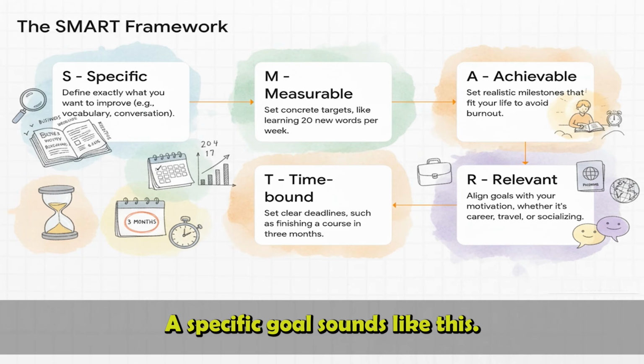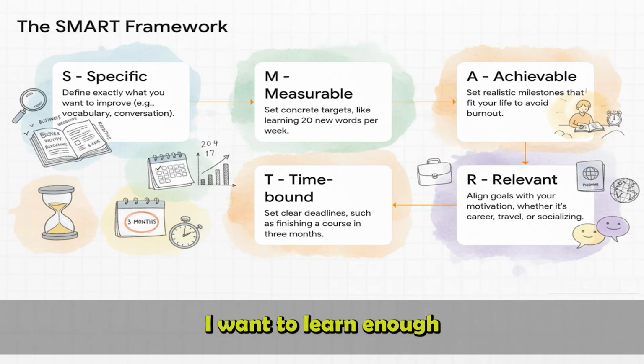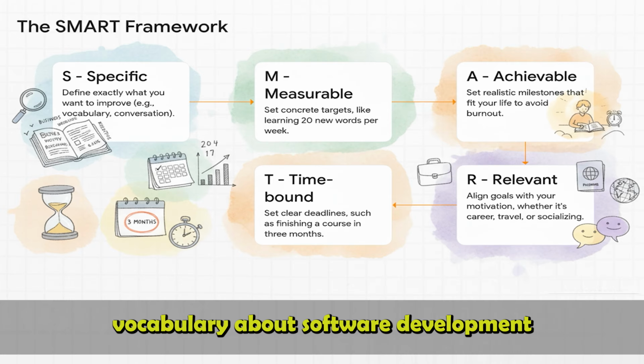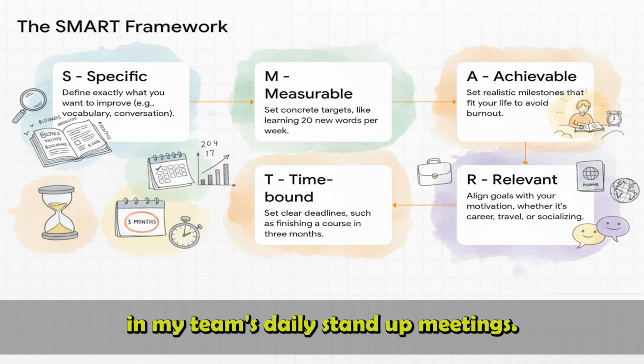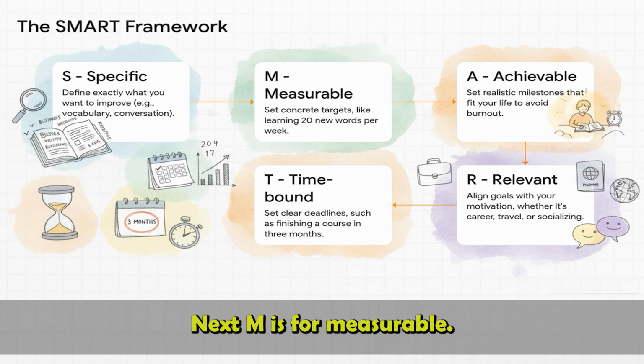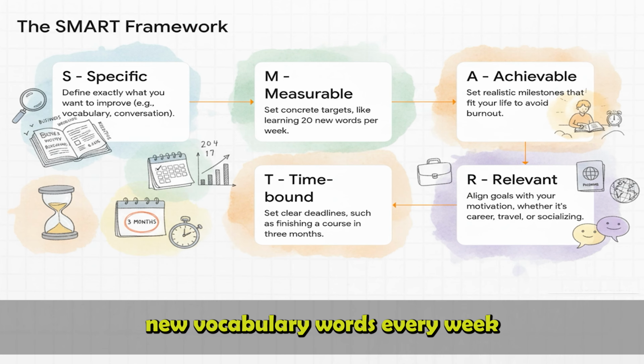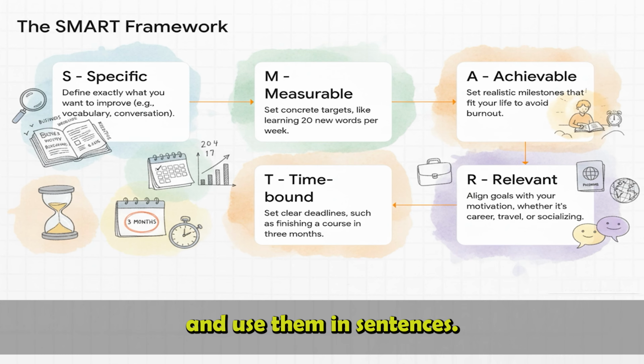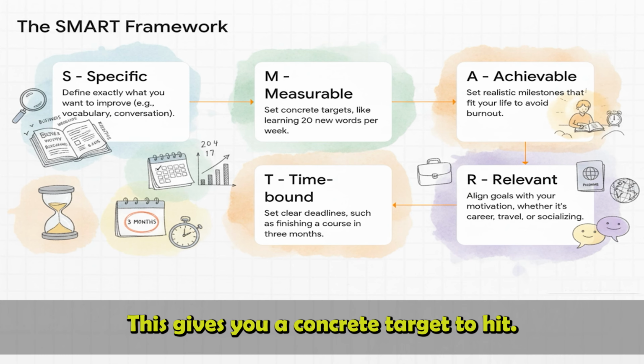Where do you even start? A specific goal sounds like this. I want to learn enough vocabulary about software development so I can confidently participate in my team's daily stand-up meetings. See the difference? It's so much clearer. Next, M is for measurable. You absolutely need a way to track your progress, to know if you're winning. So, a measurable goal would be something like, I will learn 20 new vocabulary words every week and use them in sentences. This gives you a concrete target to hit.